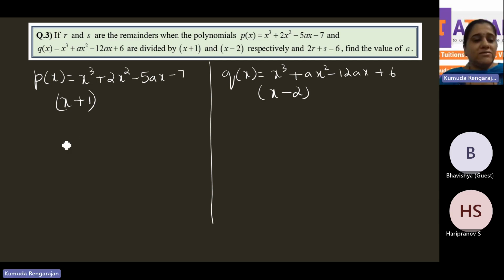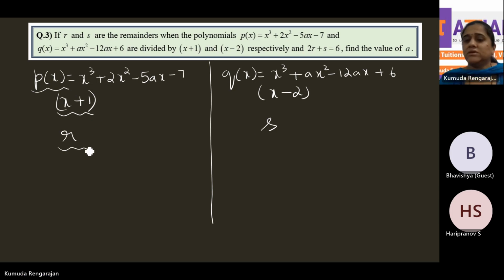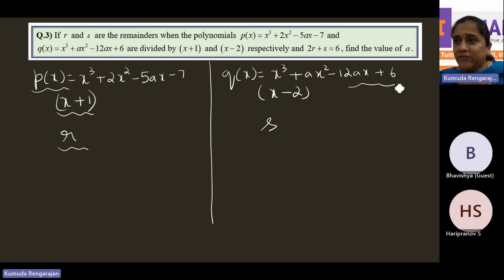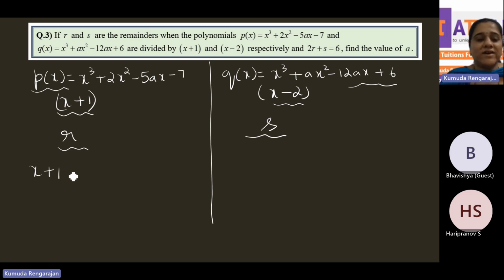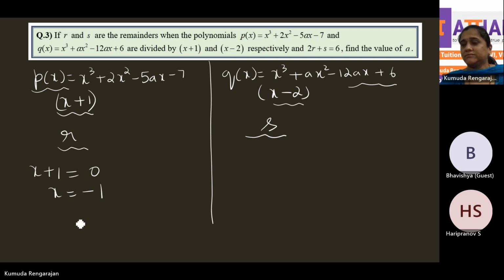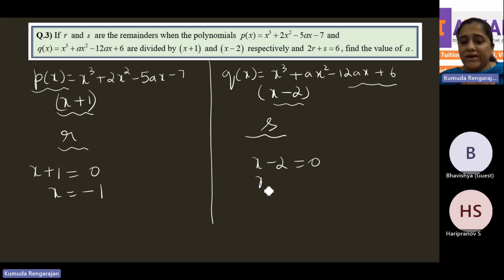Okay, so the remainder here is R, the remainder here is S. These are two different situations. P of X is the dividend. X plus 1 is the divisor. R is the remainder. Then there's another situation. Q of X is the dividend. X minus 2 is its divisor. S is the remainder. Now, in the first case, let's equate the divisor to 0. So the value of X is minus 1. Here, let's equate the divisor to 0. The value of X is 2.